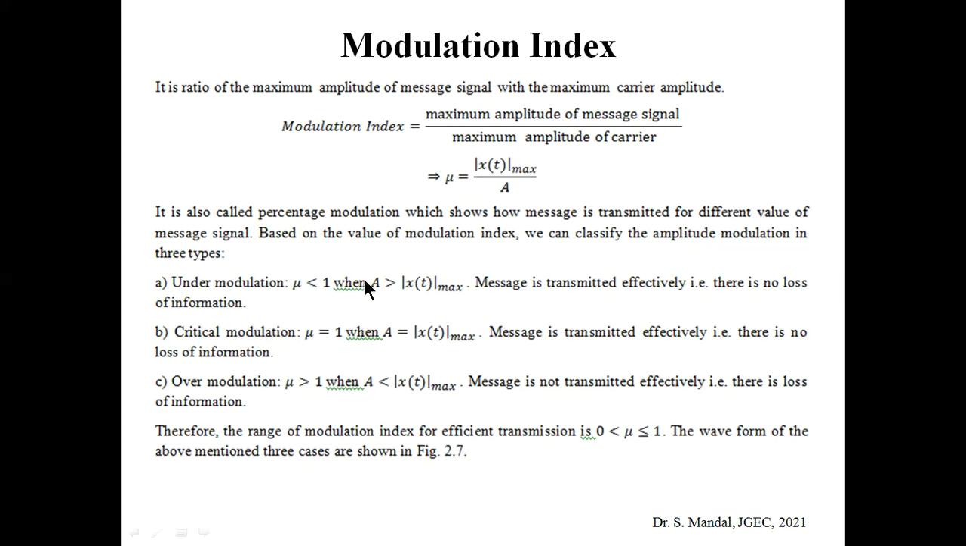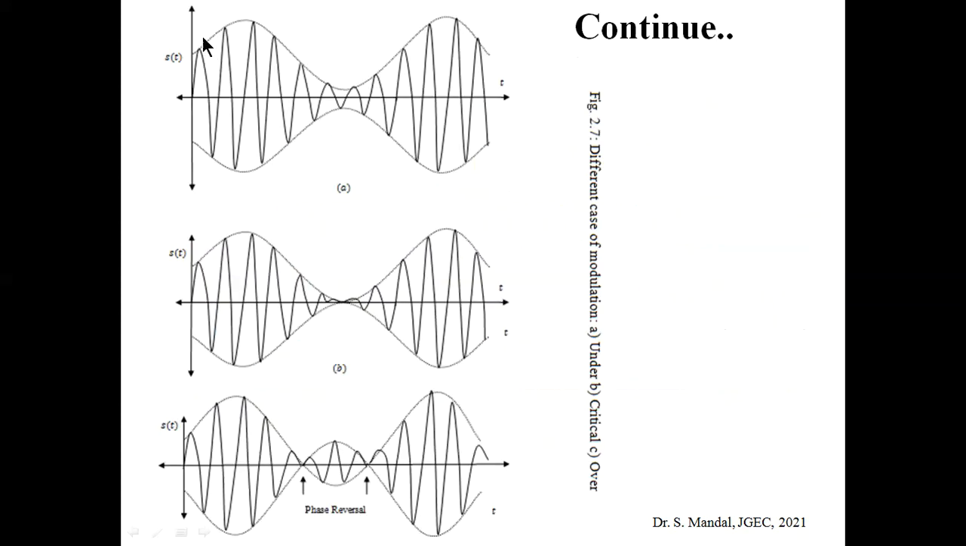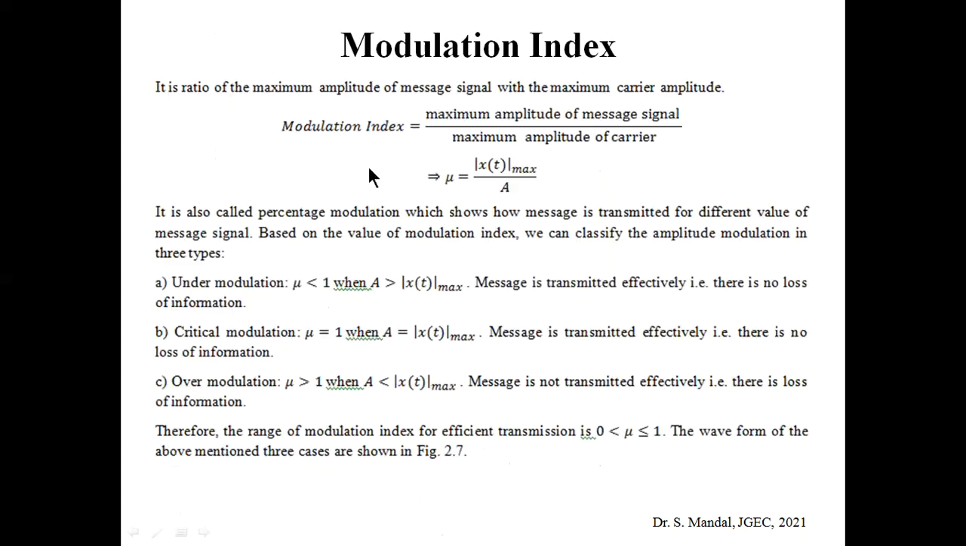In that case, if A is greater than x(t) max, the message will be transmitted efficiently, and the two envelopes will not touch each other. The message is embedded in the envelope of the modulated wave, and you can see that these two envelopes do not touch each other, and the envelope is not distorted. That means the message has been transmitted efficiently and properly. So this is under modulation, and we can say that there is no loss of information.